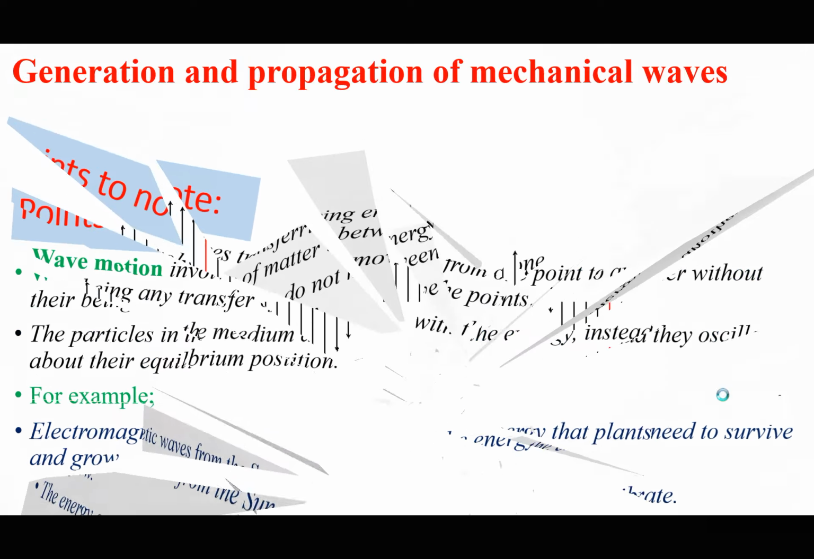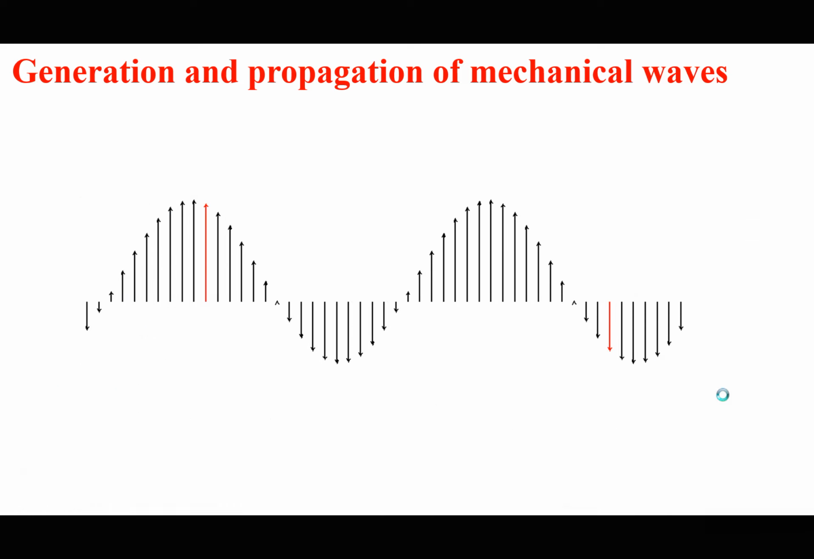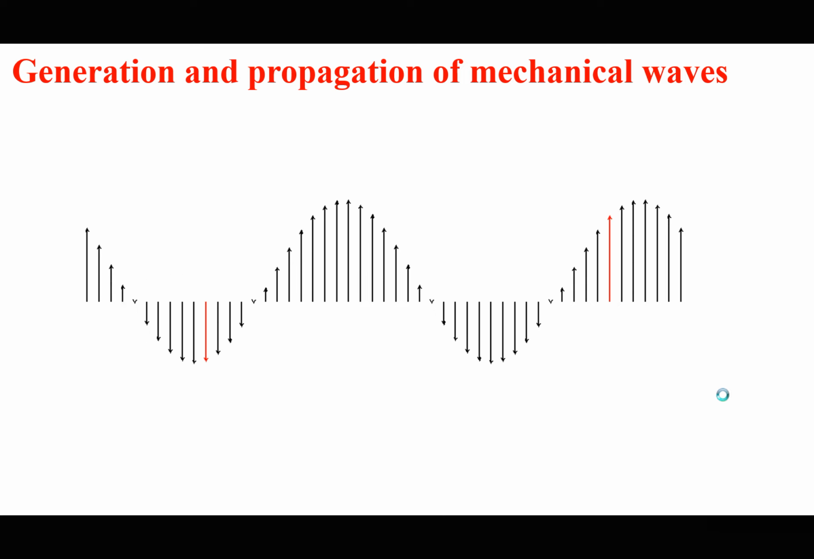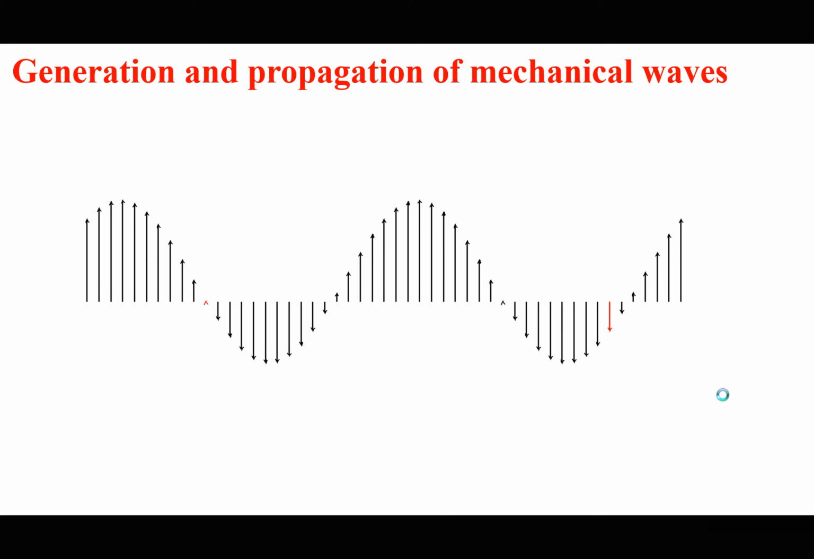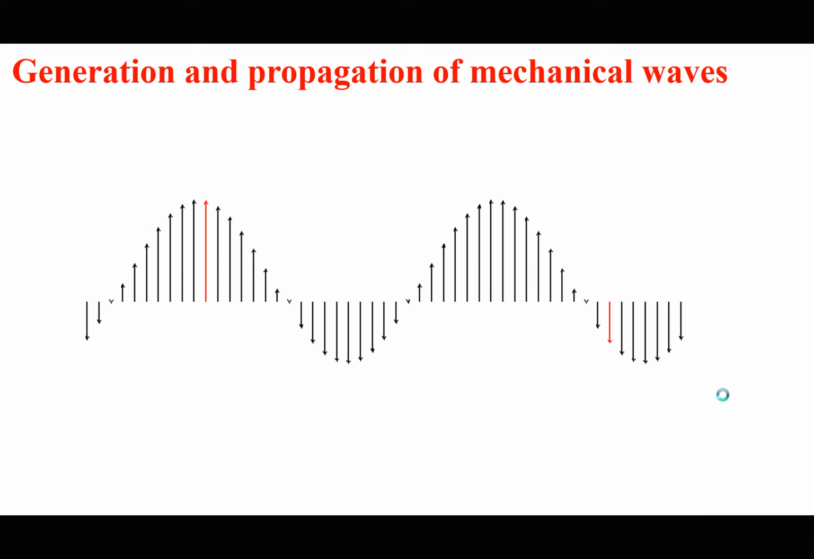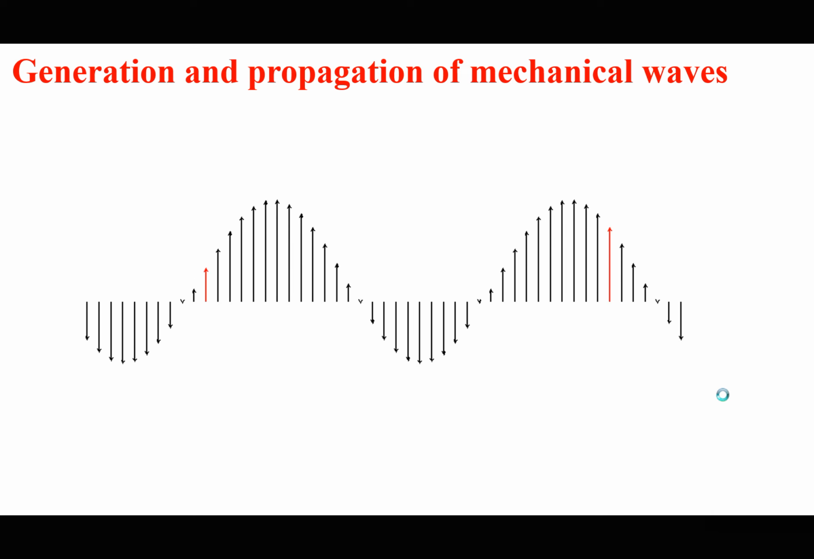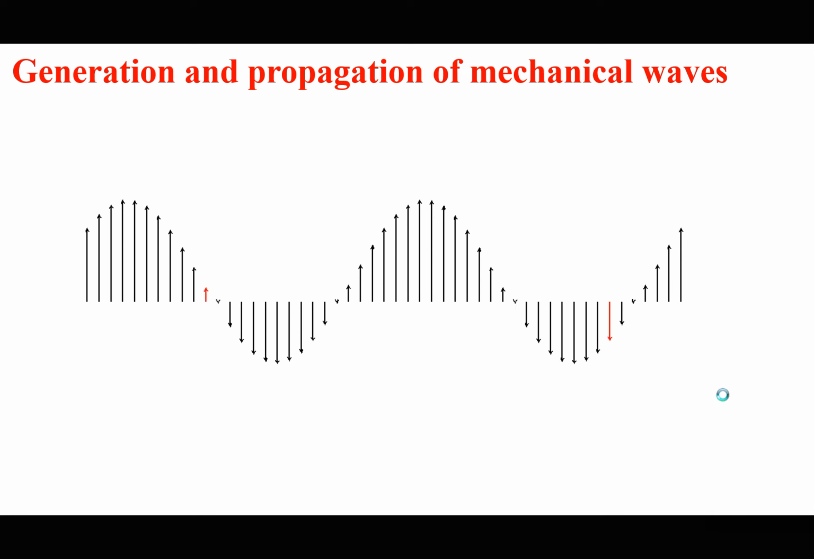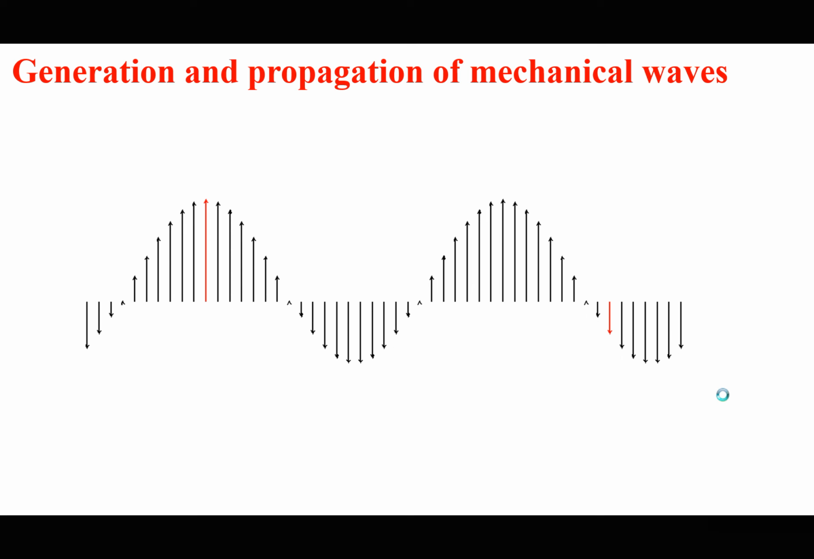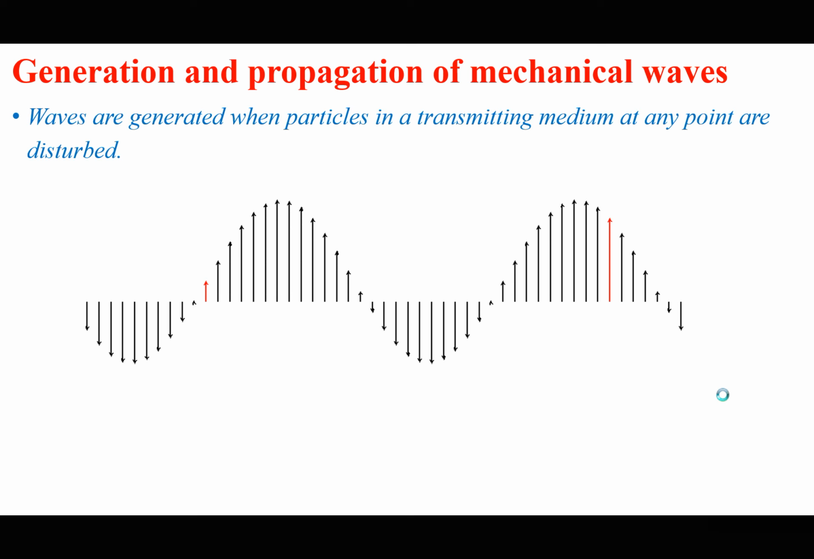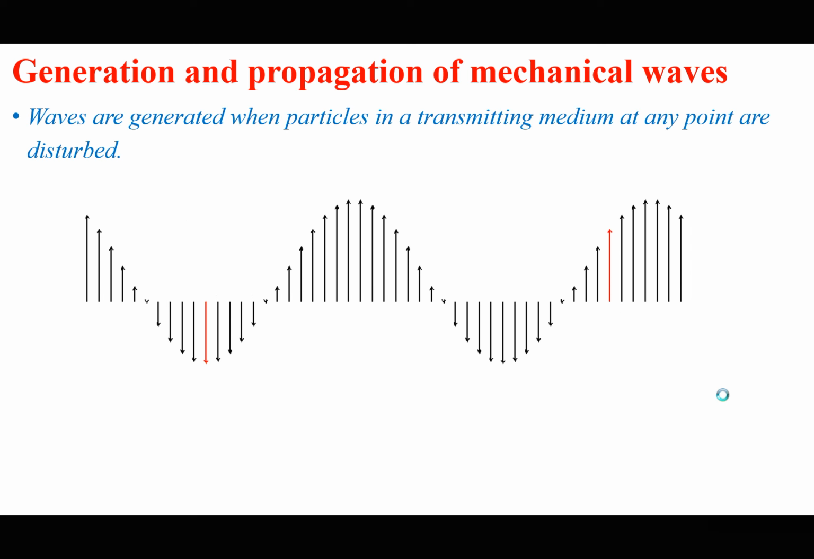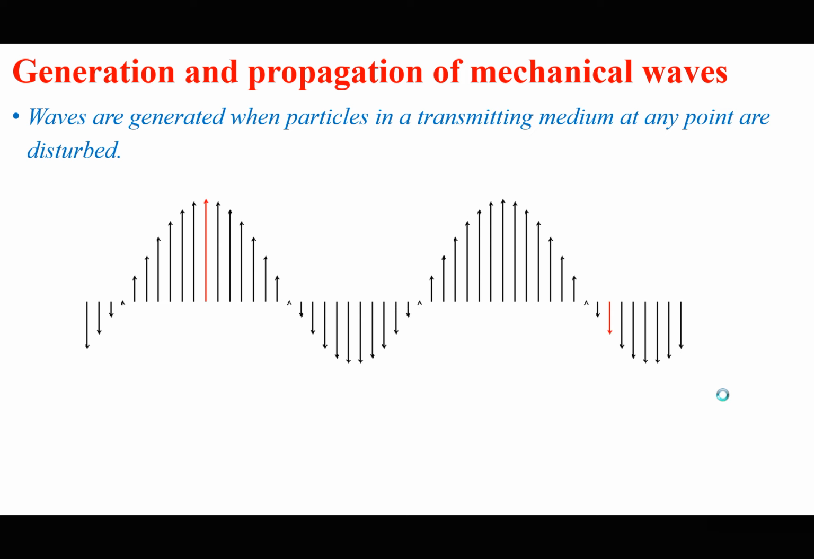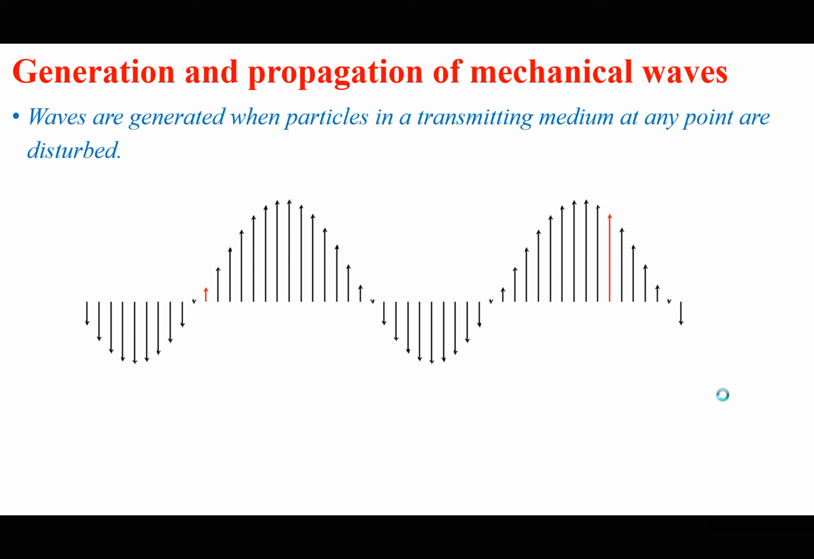How are waves generated and how do waves propagate? So, of course, for waves to be generated, there should be a source. And when they are generated, the particles in the transmitting medium must be allowed to propagate. So, waves are generated when particles in a transmitting medium at any point are disturbed. So there should be a disturbance to cause or to generate a wave.